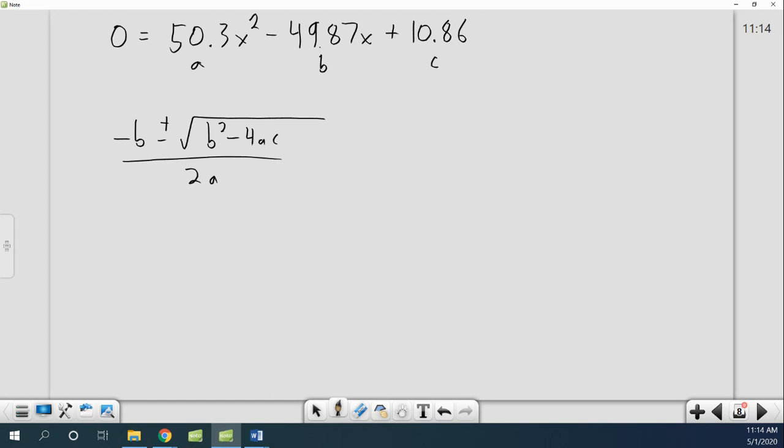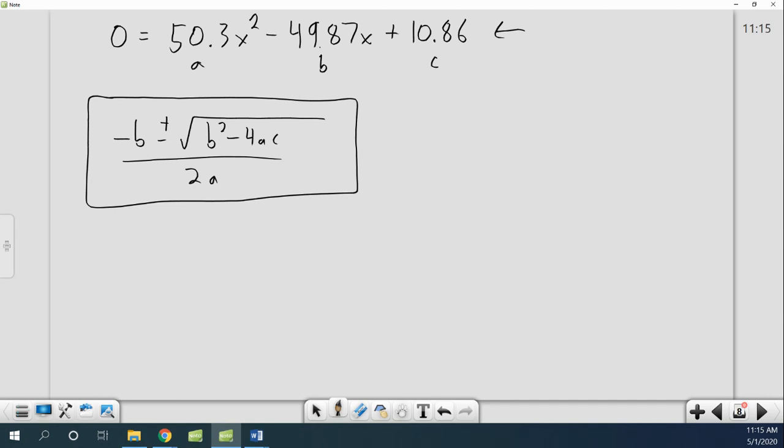So, I just rewrote our formula up here. And this is the quadratic formula. Negative b plus or minus the root of b squared minus 4ac, all over 2a. Real big, real scary, not that hard to actually work with. You're literally just plugging numbers in.